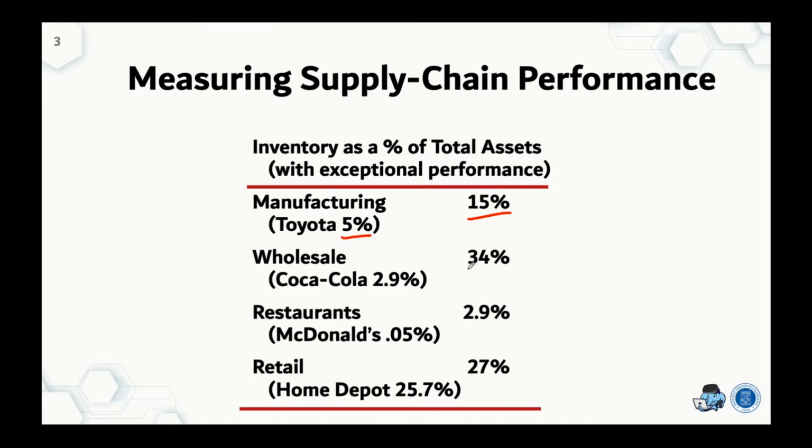Wholesale in general is 34%. An exceptional one is Coca-Cola, at 2.9%. The restaurant is 2.9%, and the exception in this case, the best performer, is McDonald's at 0.05%. And retail is about 27%, but Home Depot is about 25.7% as an exception.